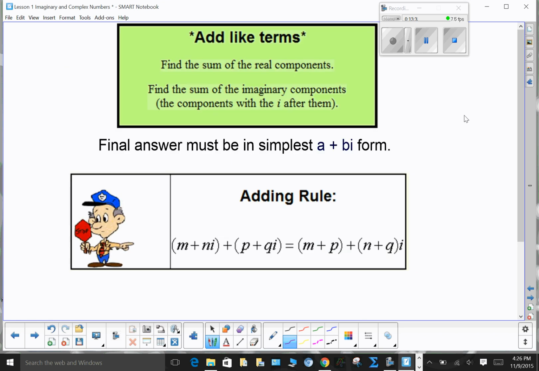Okay, at this point I'm going to stop and we're going to come back and do a separate one for adding, subtracting, multiplying, etc.